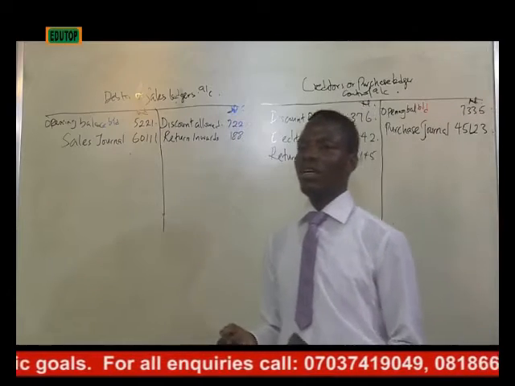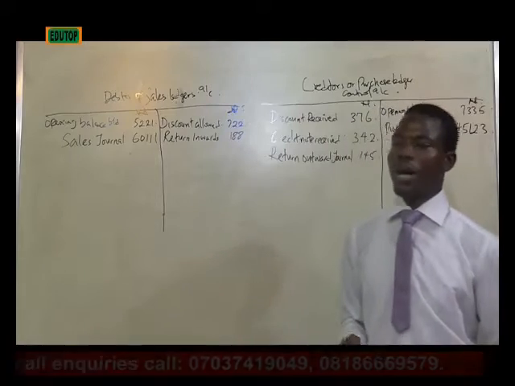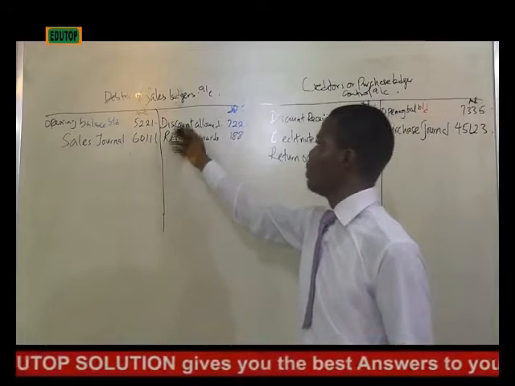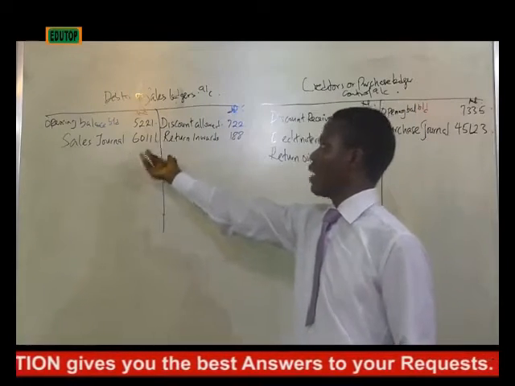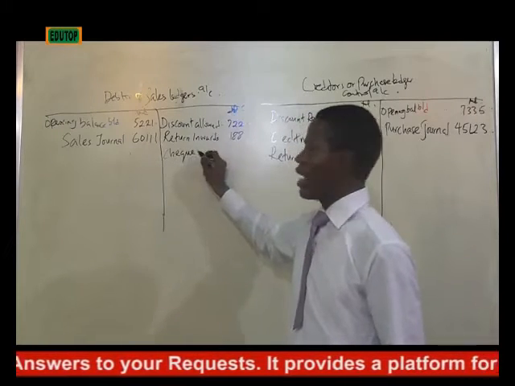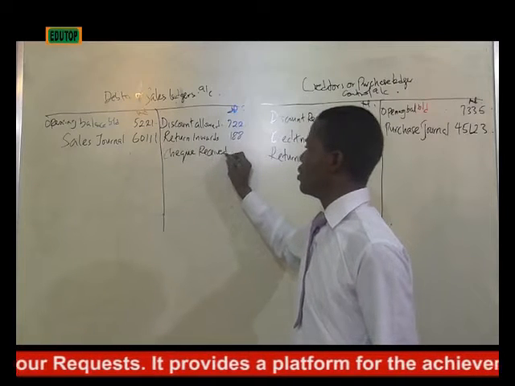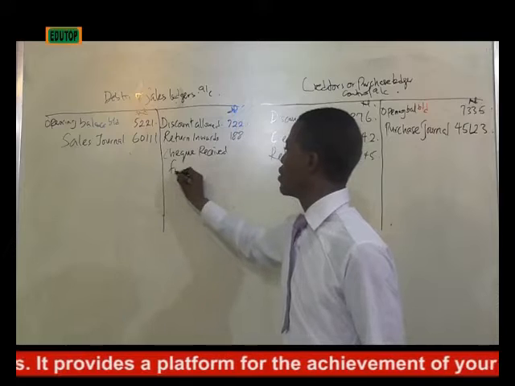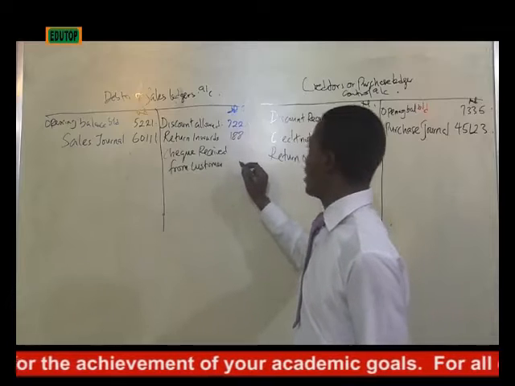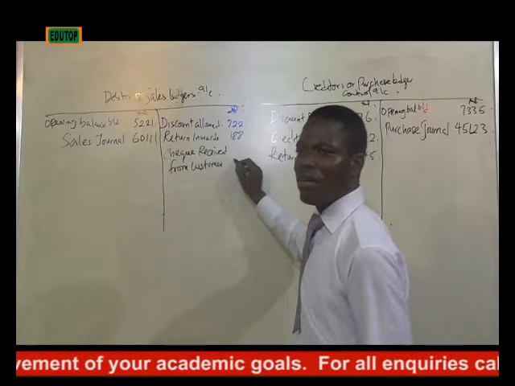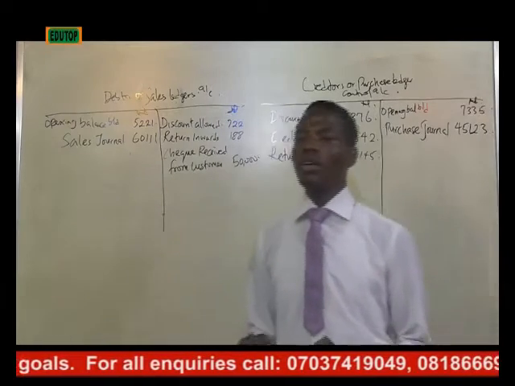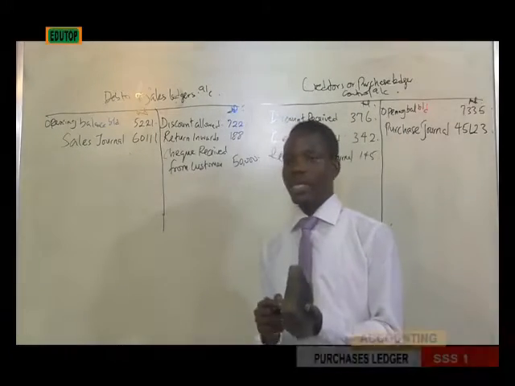Now, cheque receipt from the customers. You know, part of the money that is owed, so a cheque was received from it. So it reduces your debtor's account. So you write cheque received from customers. That is 50,000.